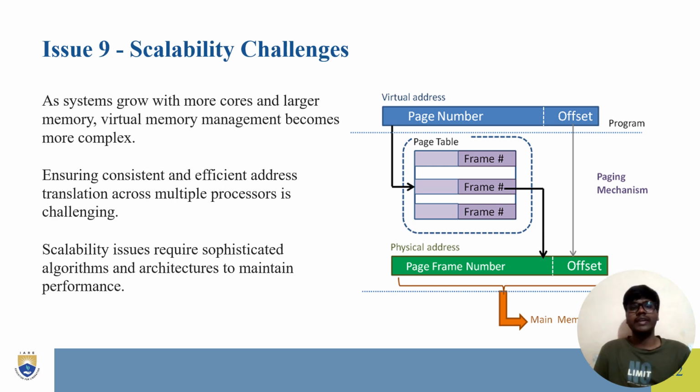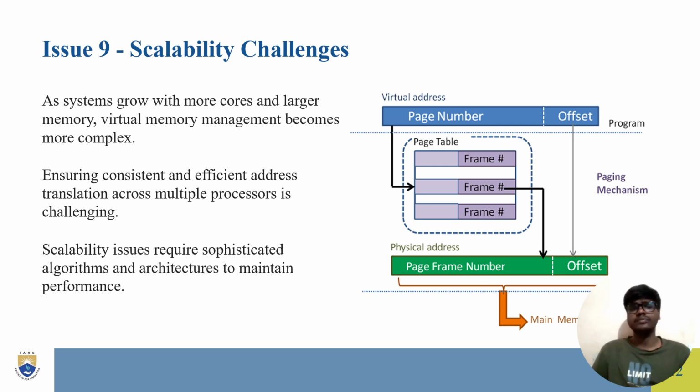Issue 9, scalability challenges. As systems grow with more cores and larger memory, virtual memory management becomes more complex. Ensuring consistent and efficient address translation across multiple processors is challenging. Scalability issues require sophisticated algorithms and architecture to maintain performance.